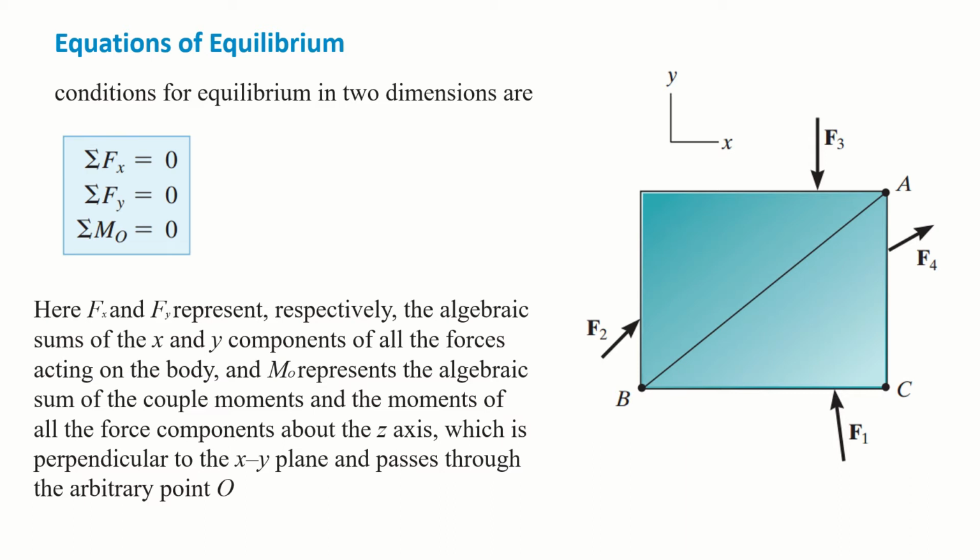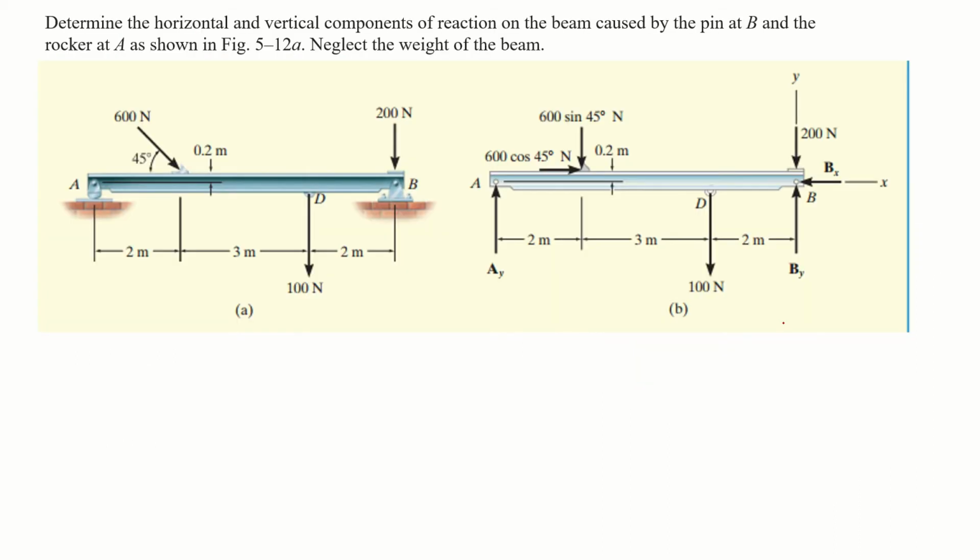0. So consider a body like shown in this figure. There are four forces acting on this body, and their sum of forces in the x direction and y direction should be 0, and the moment produced due to these four forces should also be equal to 0. Then we can say that this body is in equilibrium. So next we will do an example to further clarify our concept.